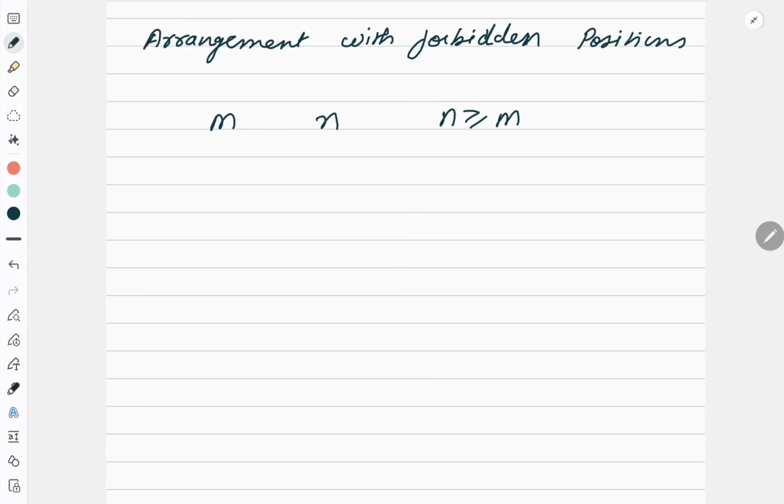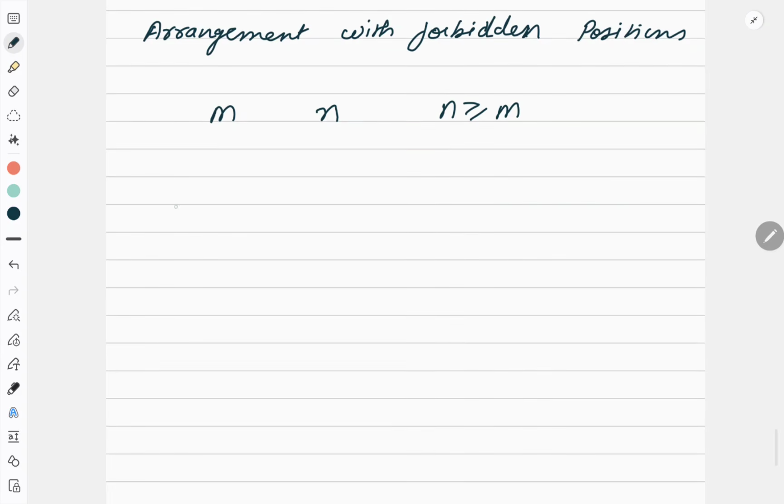So I have some forbidden positions here. Such positions are called forbidden positions. The number of ways to do so is given by the rule N equals S0 minus S1 plus S2 minus S3, up to minus 1 to the power n Sn. This formula we have already used in the principle of inclusion and exclusion. Now we will be using Rook polynomials to solve this.